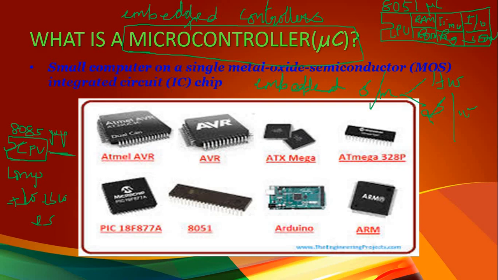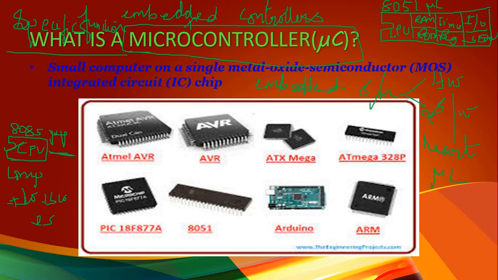In a computer system, the microprocessor is the heart of the computer system, whereas in embedded systems, microcontrollers are the heart of the embedded system. This microcontroller can do only a specific function. If I'm using one microcontroller for temperature control, it will control only the temperature. If I'm using a microcontroller for pressure control, it will control only the pressure. If I'm using it for humidity, it will control only the humidity.